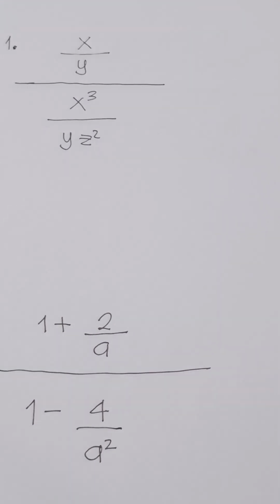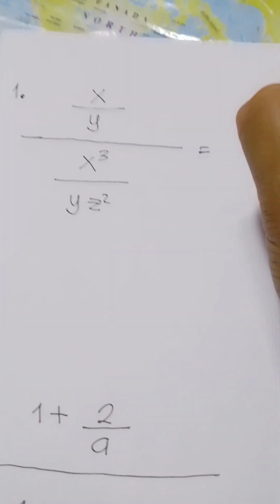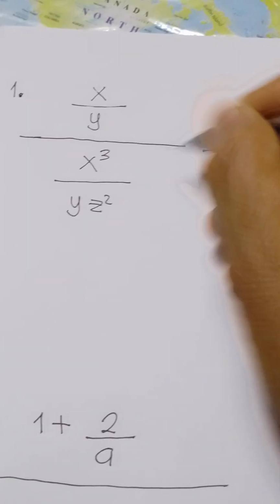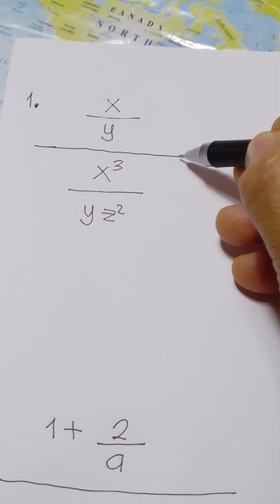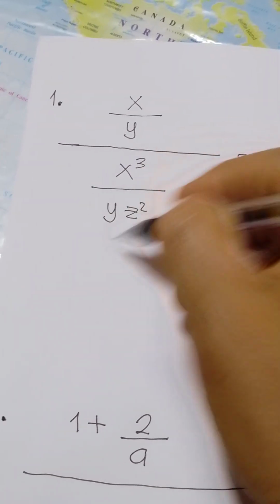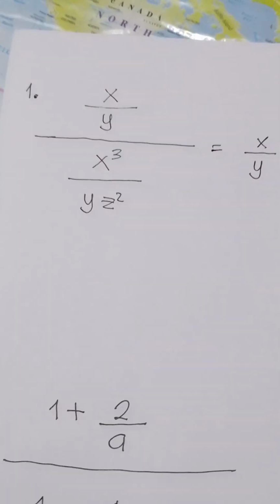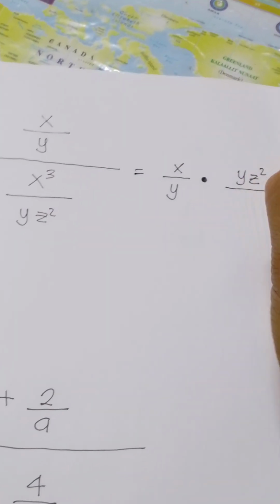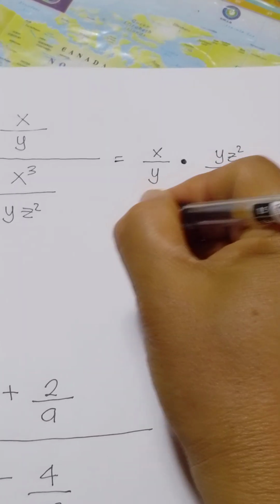Since this is a complex fraction, the first thing to do is write the numerator, which is x over y. Then I have to change the division sign to multiplication, and then take the upside down of the denominator. So this will be yz squared over x cubed.